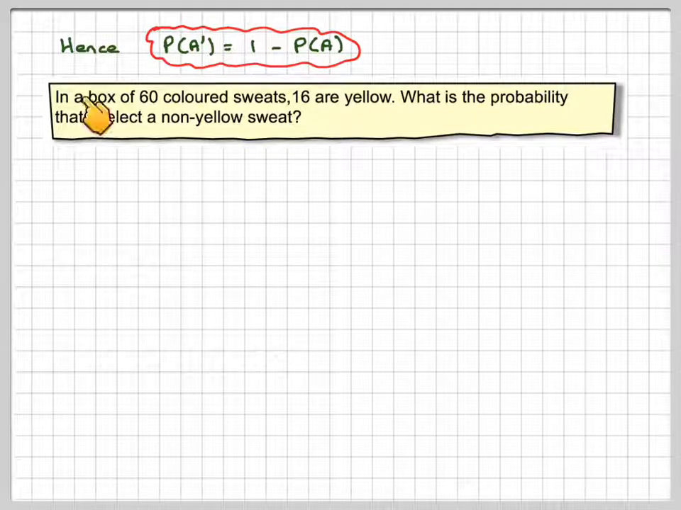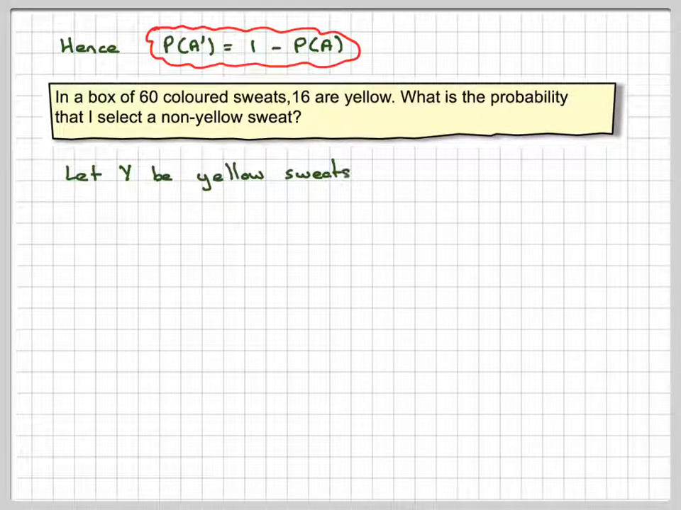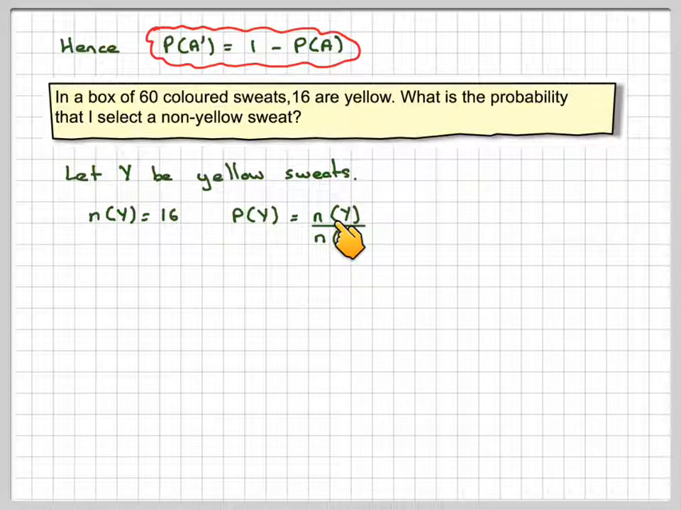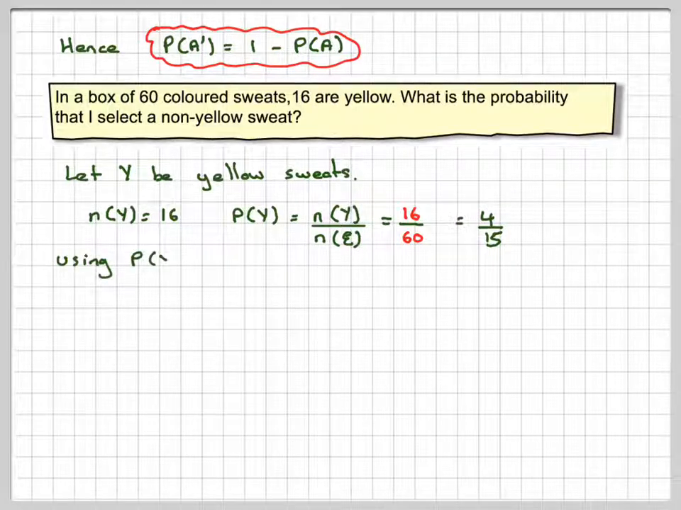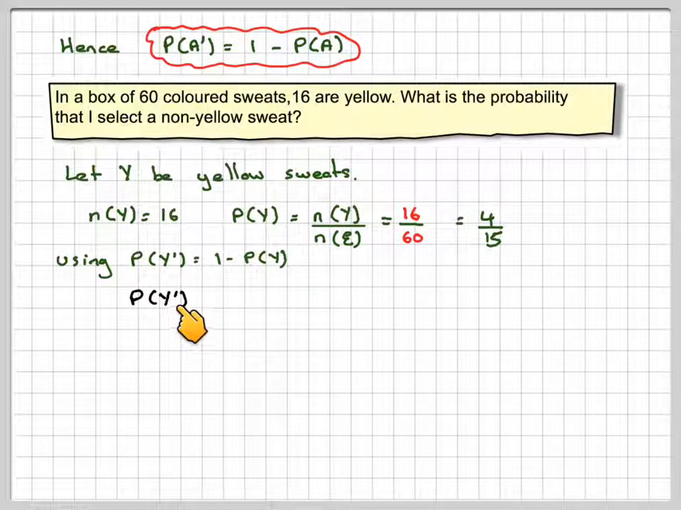So this is a very, very important formula in probability. If we go back to our problem, in a box of 60 coloured sweets, 16 are yellow. What is the probability that I select a non-yellow sweet? Let y be the yellow sweets. We're formalising this. So the number in y is equal to 16. And the probability of y is the number in y divided by the number in the universal set, which is 16 out of 60, and that is 4 out of 15. So using the probability of y not happening is 1 minus the probability of y, the probability of not y is equal to 1 minus 4/15, which is equal to 11/15.